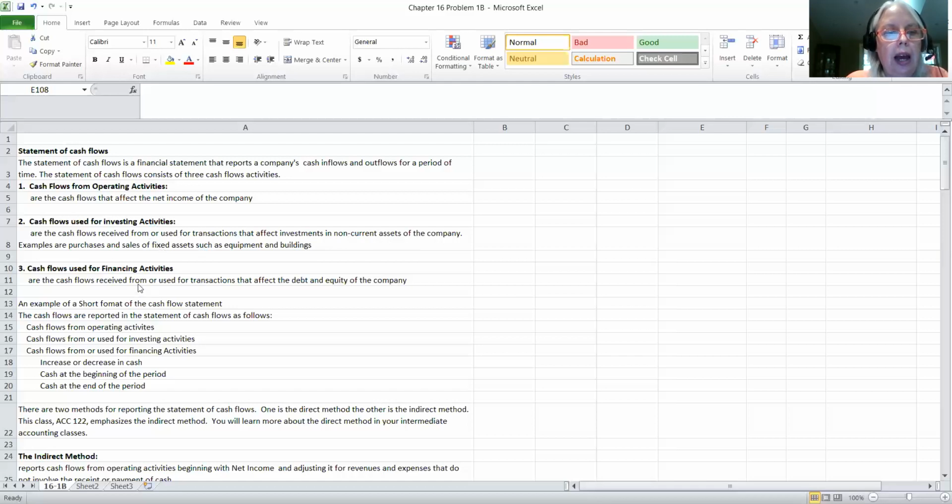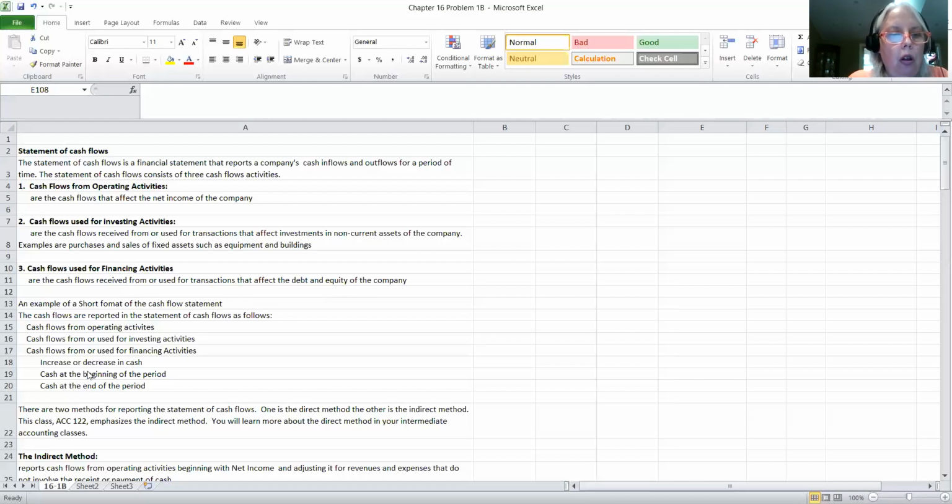Section 3 has to do with the financing activities section. And the financing activities section has to do with the financing of the company, which could come from debt that you borrowed, or, in a corporate form of business, you might sell shares of stock as equity investments for the financing of the company.